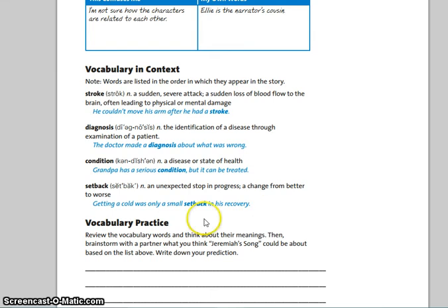When you're finished with that, I want you to go right down to vocabulary practice. It says, review the vocabulary words and think about their meanings. Then brainstorm with a partner what you think Jeremiah's song could be about based on the list above. Write down your prediction, and you're going to do that on the lines.